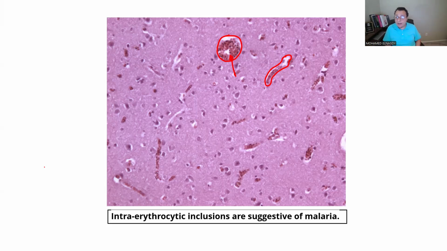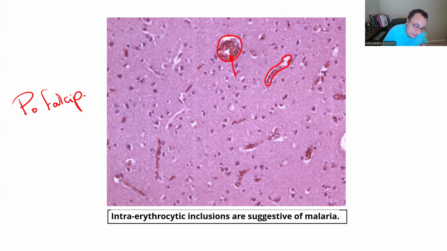So the type of malaria which reached the brain is which type of Plasmodium? Anybody know? You guys should be CP now, so you should know this from microbiology. Which kind of malaria reaches the brain? I'll give you some choices. You have Plasmodium vivax, Plasmodium malariae, Plasmodium falciparum. Which one? Is it falciparum? Yeah, it is falciparum.